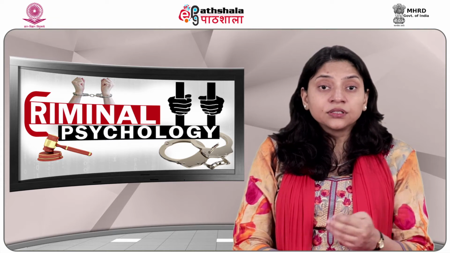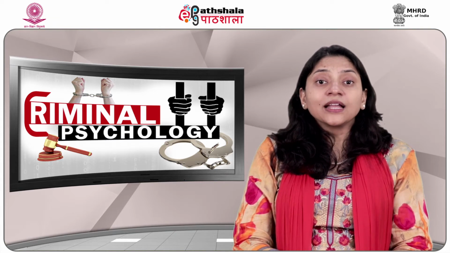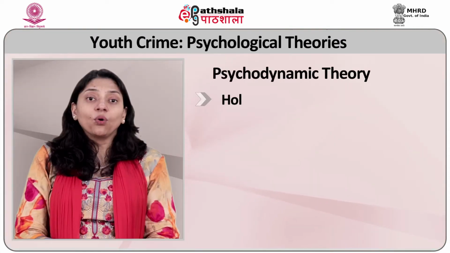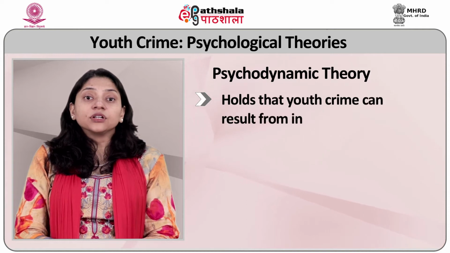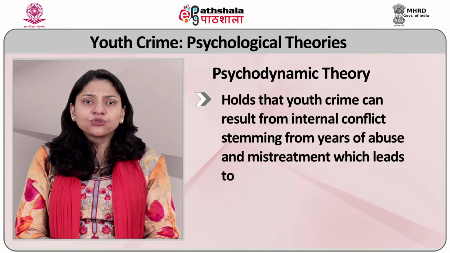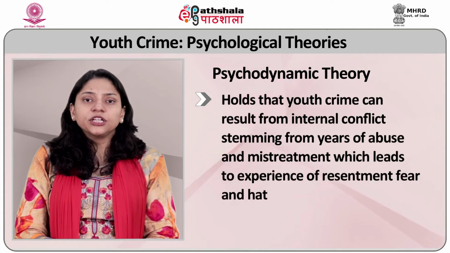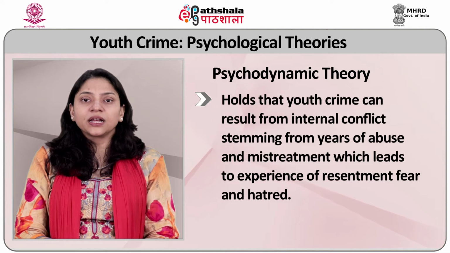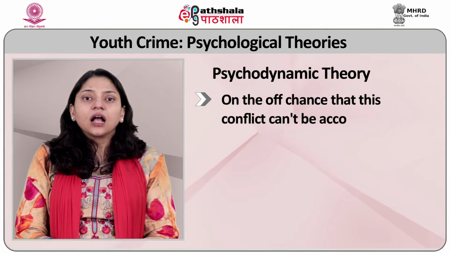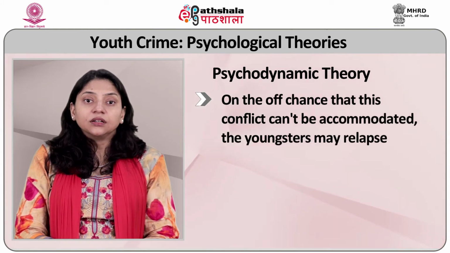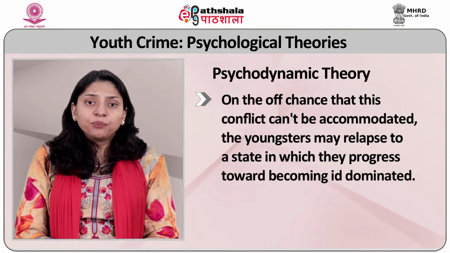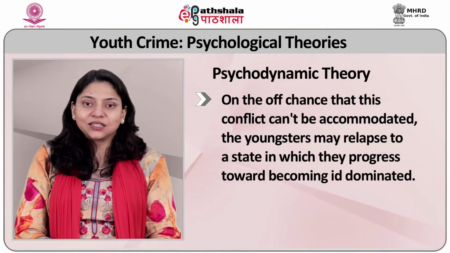The next is psychological theories. There are several theories under this. First is psychodynamic theory, a very important theory. Psychodynamic theory holds that youth crime can result from internal conflict stemming from years of abuse and mistreatment, which leads to the experience of resentment, fear and hatred. If this conflict can't be reconciled, the youngsters may regress to a state in which they become id dominated.